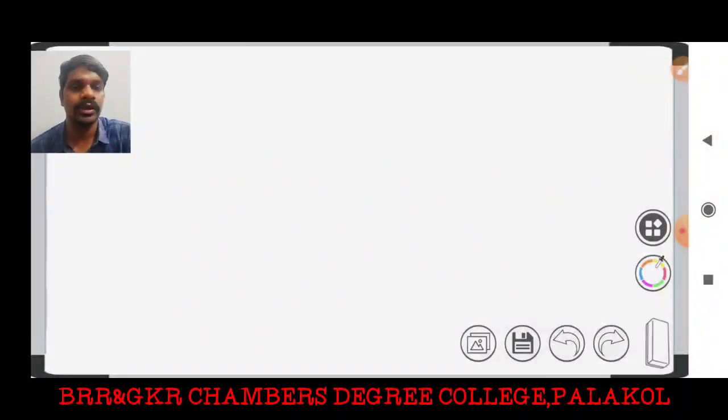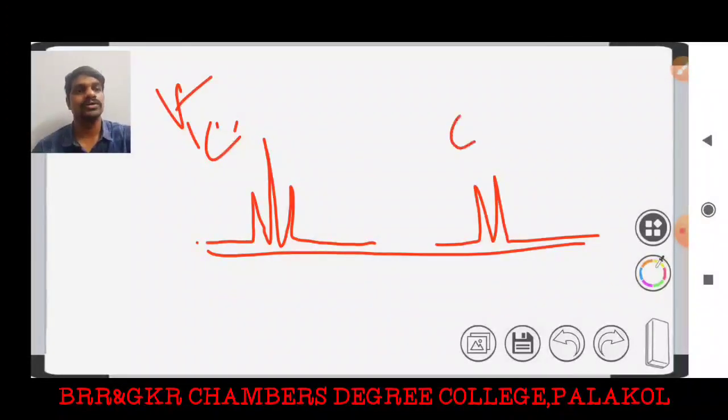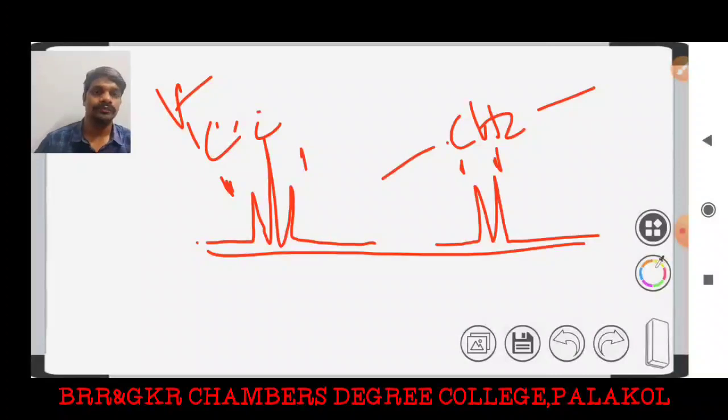So let us write the NMR spectrum like this. A triplet with intensity 1:2:1, and a doublet like this. This is for the CH proton, and this is for the CH2 proton. The intensity of the triplet signal is 1:2:1, and the intensity of the doublet signal is 1:1. So this is the spin splitting information in the AX2 system.